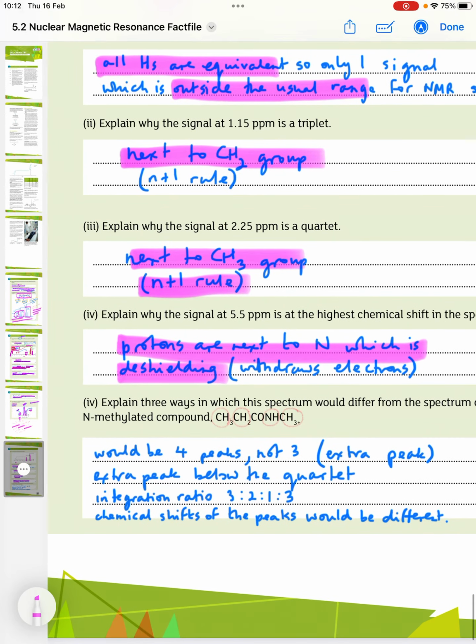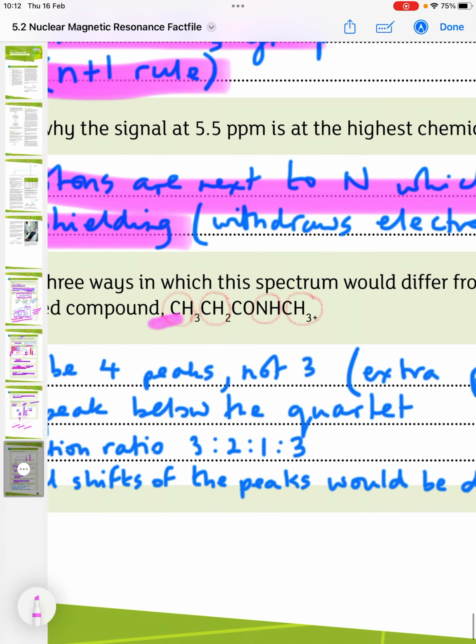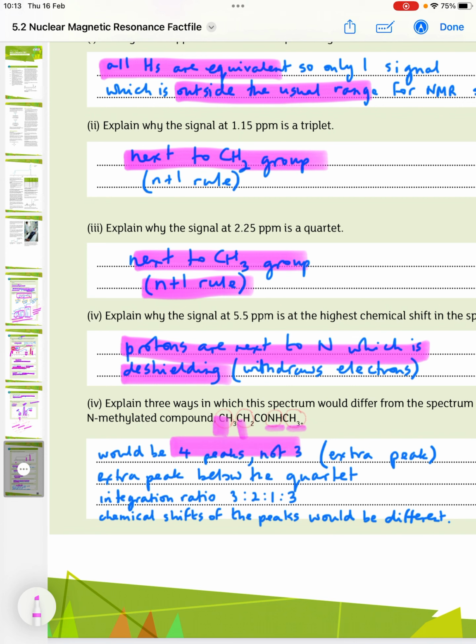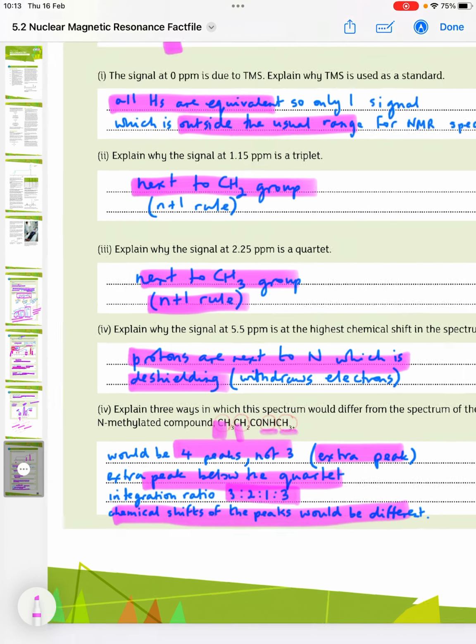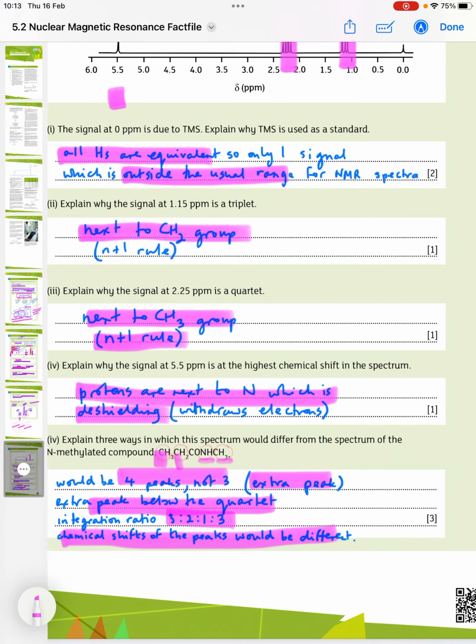And that will get you your mark. Then explain 3 ways which this spectrum would differ from the spectrum of the N-methylated compound, which is CH3CH2CONHCH3. So if you look carefully here, there's 4 different environments, 1, 2, 3, 4. So there would be 4 peaks and not 3, in other words, an extra peak. The extra peak would be below the quartet. The integration ratio, if you look at the numbers, 3, 2, 1, 3. So that's what the integration ratio would be. And the chemical shifts of all the peaks would be different because they're in slightly different environments. So any 3 of those would give you your 3 marks.